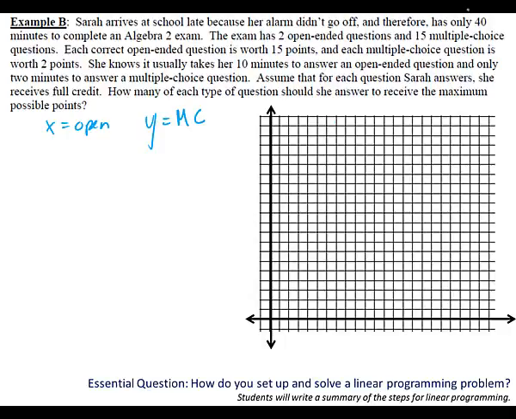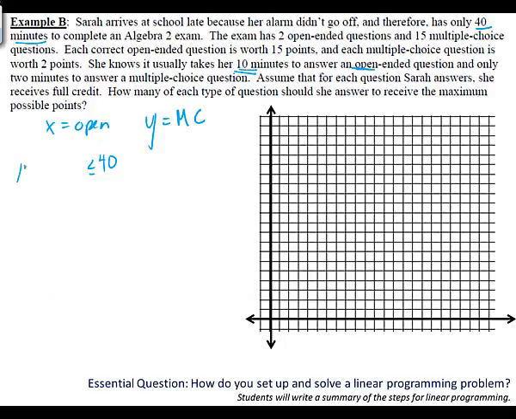So how many total minutes does she have to take the test? 40 minutes to complete the test. So I know that something is going to be less than or equal to 40. And it's going to be the minutes she spends on open-ended plus the minutes she spends on multiple choice. So how many minutes does an open-ended question take her? 10 minutes for an open-ended. Everybody see that information in there?